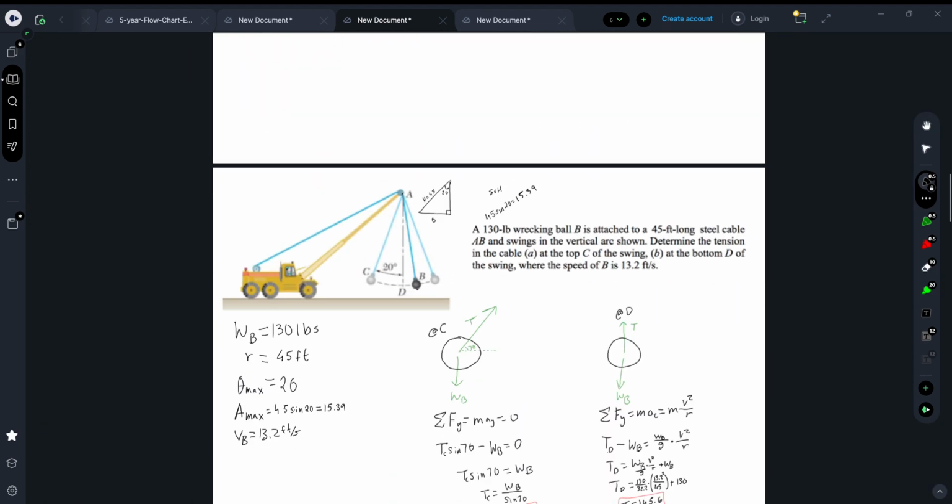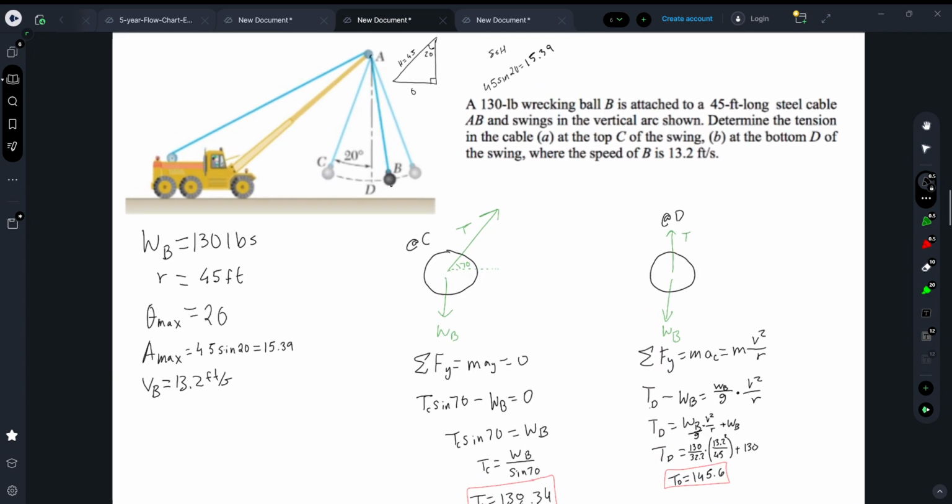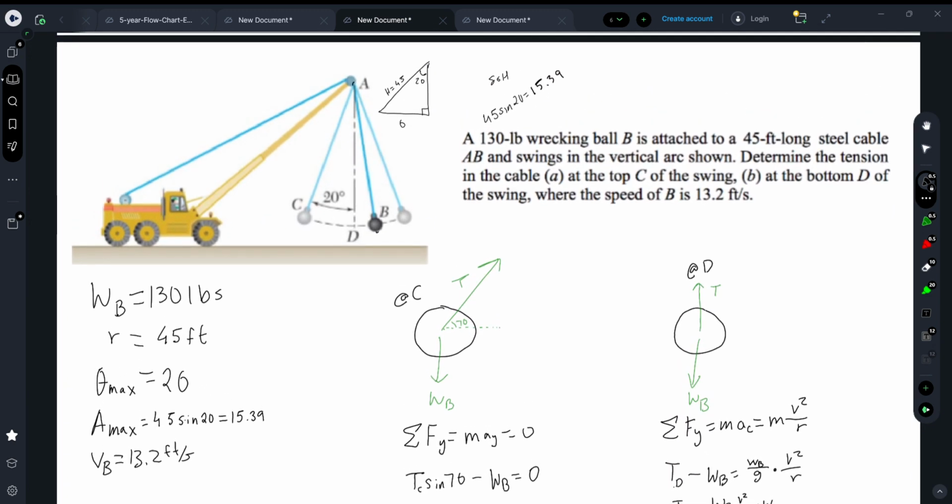And then that actually is the tethered ball problem that I solved over here, so I'm just going to skip it. I accidentally pasted it twice. I know, silly.